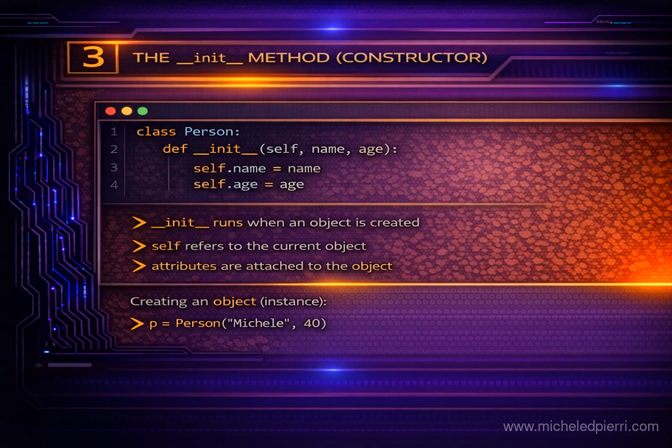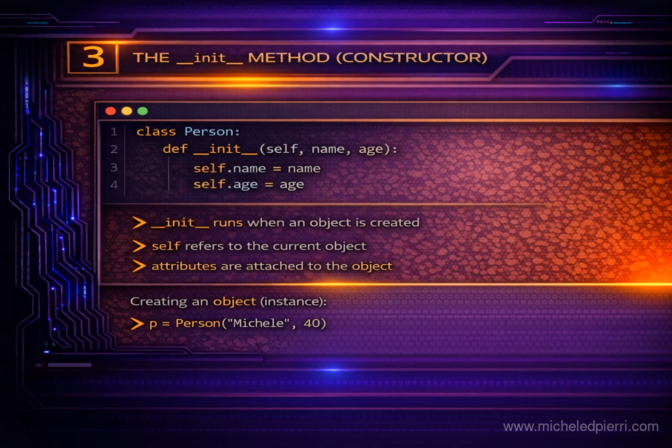When you write p equals person with Michelle and 40 inside the parentheses, you are not just calling a function. You are asking Python to create a new person object, and those values are handed directly to init. Inside init, self refers to that new object, and the assignments create its fields. After the constructor finishes, p points to an object that now has p.name equal to Michelle, and p.age equal to 40. This is why init is so central in object-oriented programming.